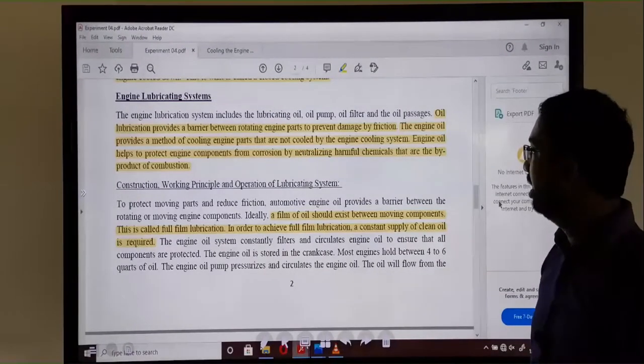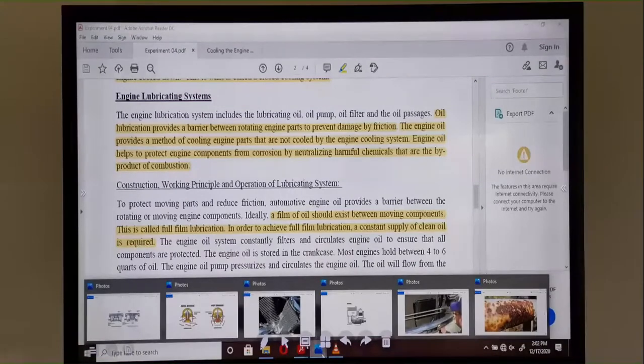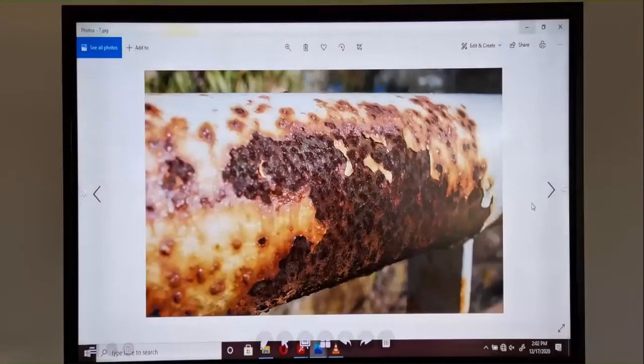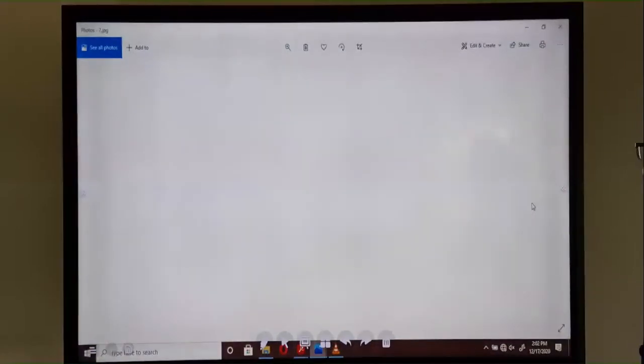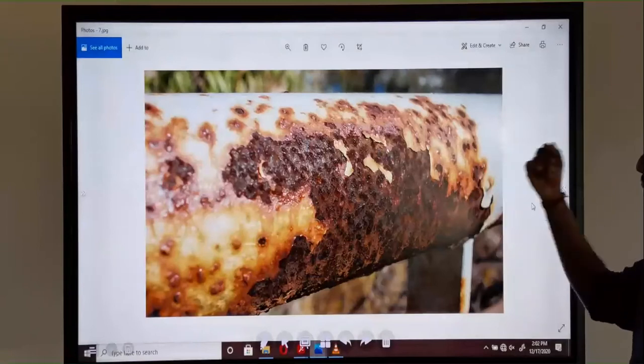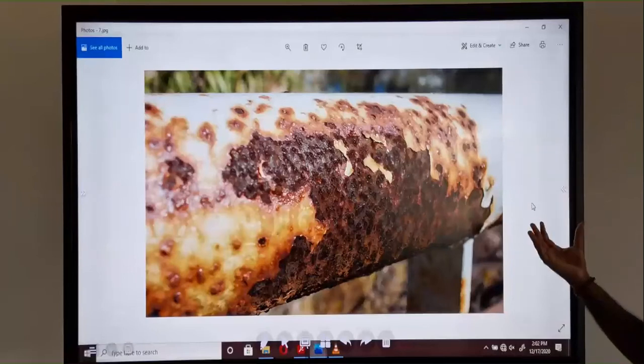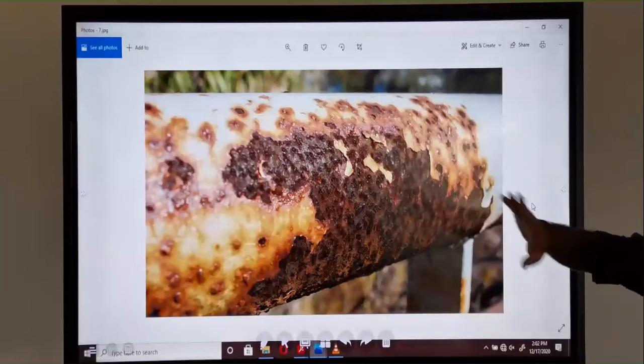Corrosion is prevented by neutralizing harmful chemicals that are by-products of combustion. What is corrosion? Corrosion is when a material loses its natural quality. It occurs on the surface because of oxide or some chemical. That's why after servicing a vehicle and washing it with water, they spray oil on the metal body parts.